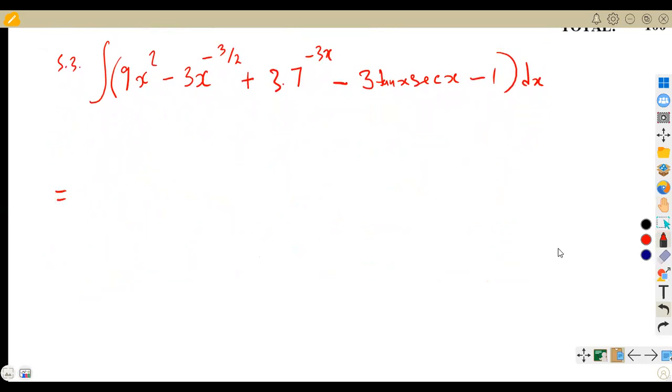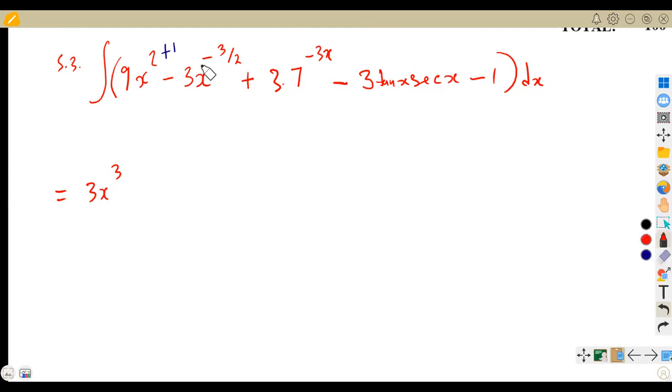We've got 9x to the exponent of 2. Remember your integral: you add 1, then you divide by the new exponent. So it was supposed to be 9x to the exponent of 3 over 3. But as you can see, 9 divided by 3 is 3. So you're going to have 3x to the exponent of 3.